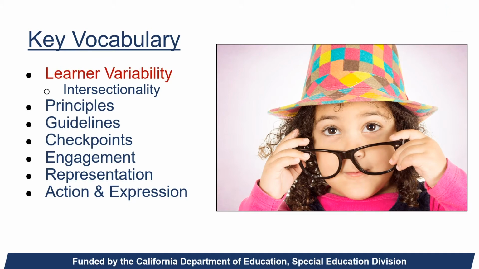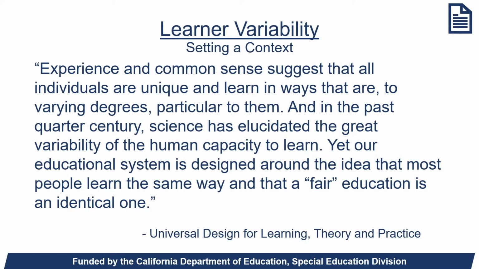Let's begin by talking about learner variability. Learner variability changes within contexts, environment, level of expertise, interests, and so much more. The definition of learner variability from UDL Theory and Practice, which is linked on the Padlet, is: experience and common sense suggest that all individuals are unique and learn in ways that are, to varying degrees, particular to them.